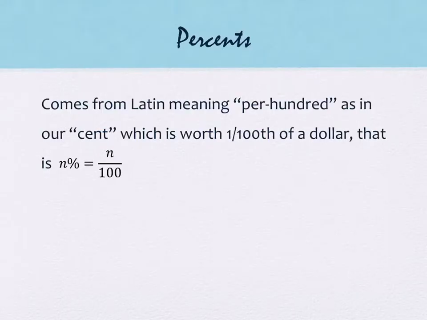So to start with, percent. This actually comes from the Latin word meaning per hundred, as in our cent, like the penny, which is worth 1/100th of a dollar. So when we say n%, we mean n out of 100. And probably the area where you use this the most right now as students is your grades. If you ask me what's my grade in the class and I tell you 95, 95 is a percent. It's 95 out of 100% of the points in the class or whatever.